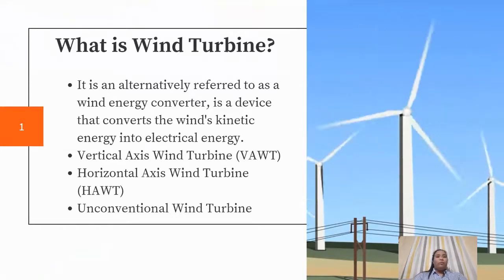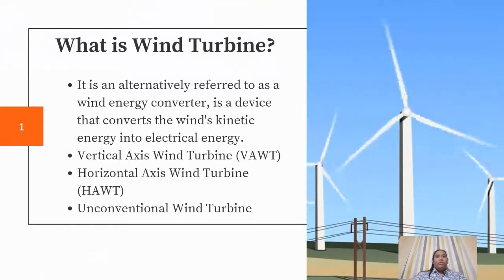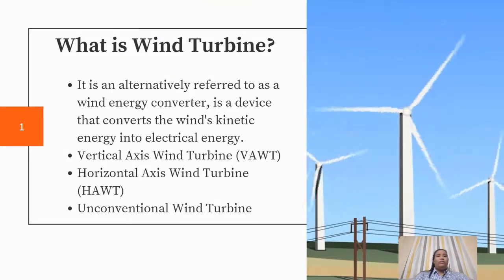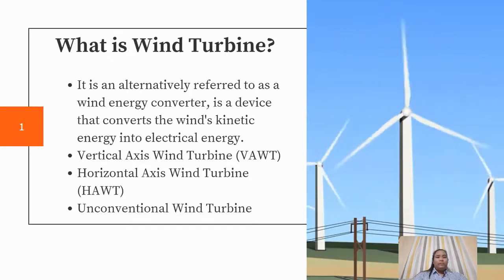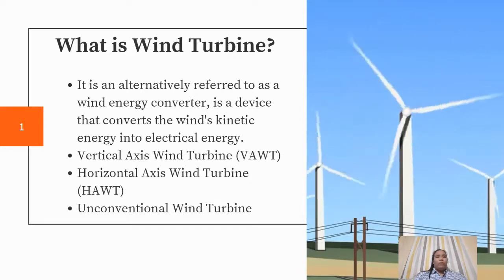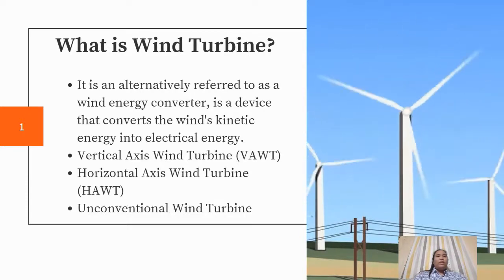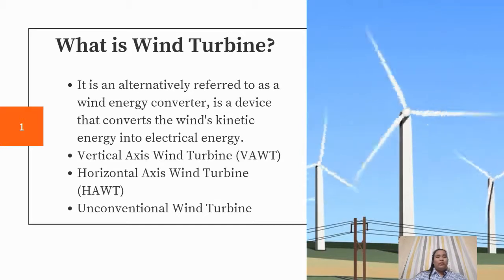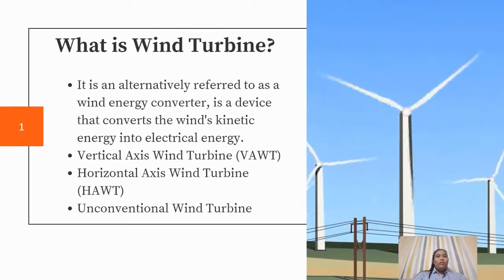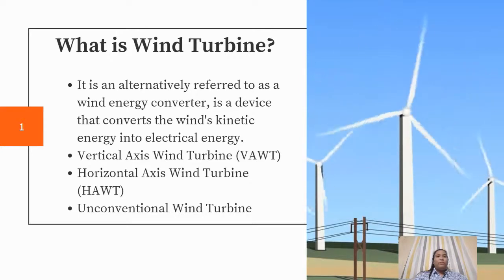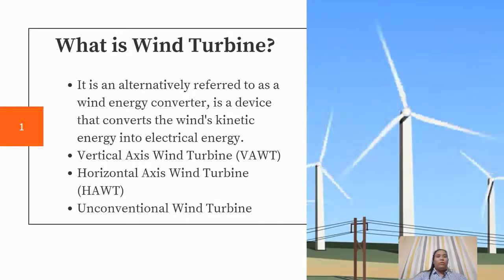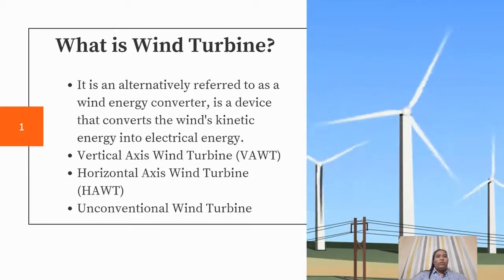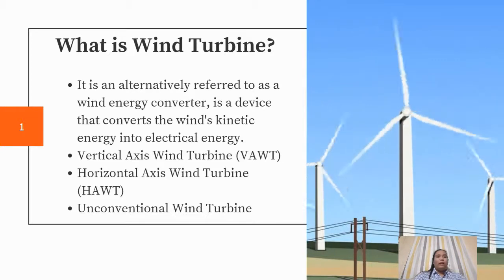There are three types of wind turbines: the vertical axis wind turbine or VAWT, the horizontal axis wind turbine or HAWT, and the unconventional wind turbine. A vertical axis wind turbine has a main rotor shaft arranged vertically. One advantage of this arrangement is that the turbine does not need to be pointed into the wind to be effective, which is an advantage on a site where the wind direction is highly variable.